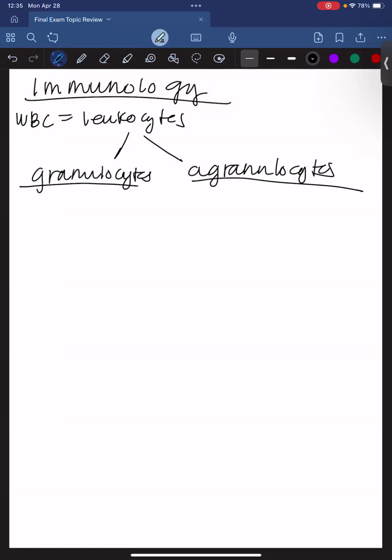So we have the granulocytes and the agranulocytes. What are your granulocytes? The fills and one other thing, mast cells. All right, what are your fills? We got 3 of them. Neutrophils, eosinophils, and then basophils.